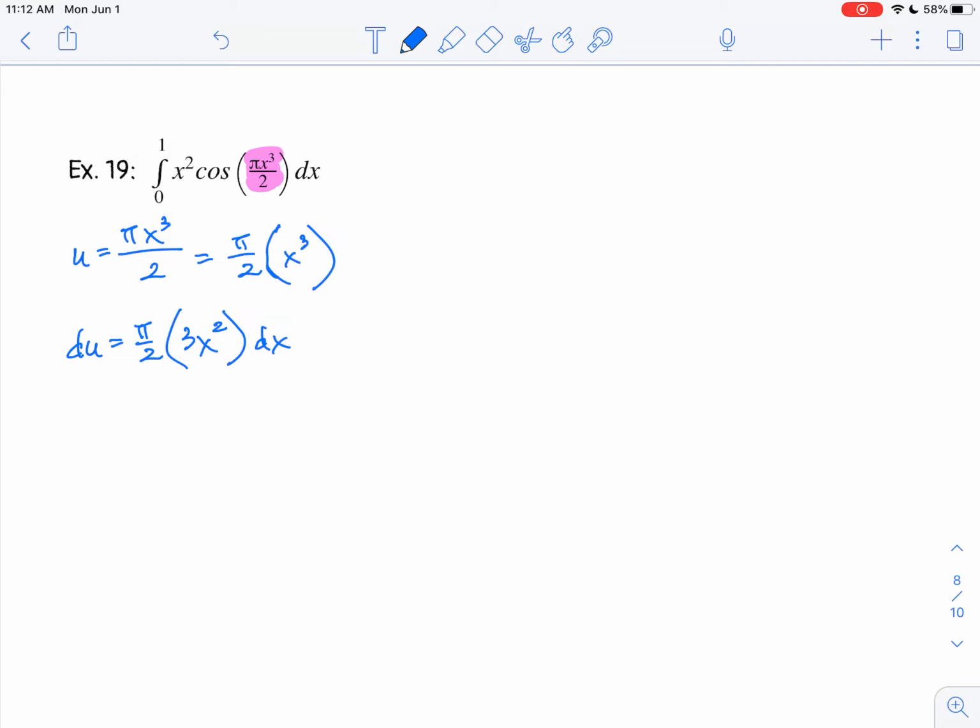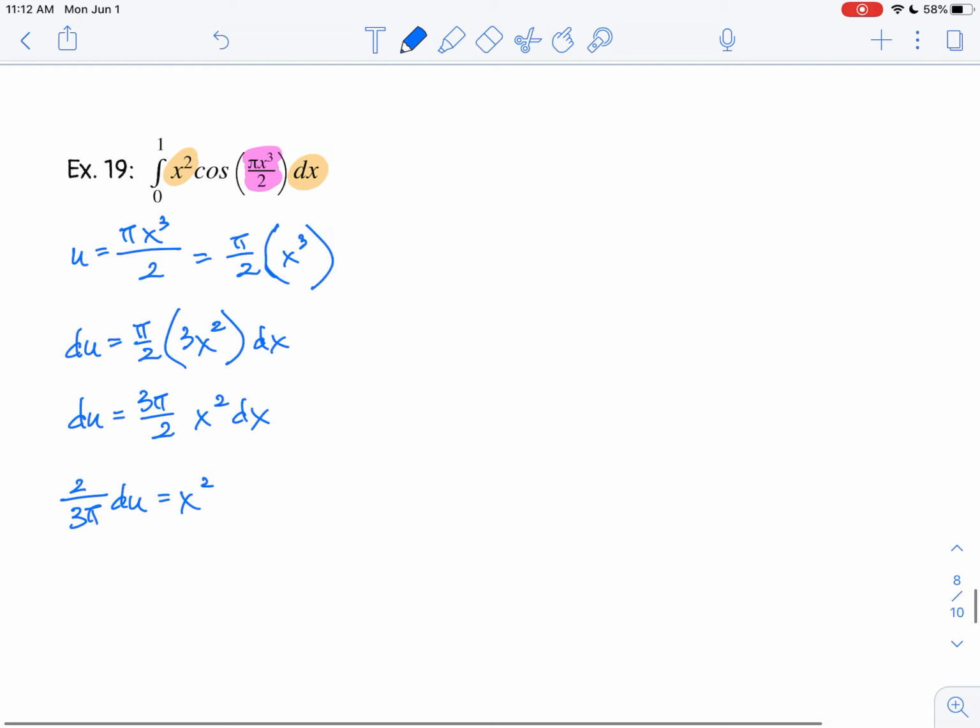Now, let's see what we can match with our equation. Well, I have x squared dx, so I don't want pi over 2 3x squared. I got to get rid of the pi over 2 and the 3. So if I clean this up a little bit, I get du equals 3 pi over 2 x squared dx. And now I'm going to take the 3 pi over 2 and I'm going to divide it to the other side, which will give me 2 over 3 pi du equals x squared dx. So everywhere I see the x squared dx, I'm going to replace it with 2 over 3 pi du.